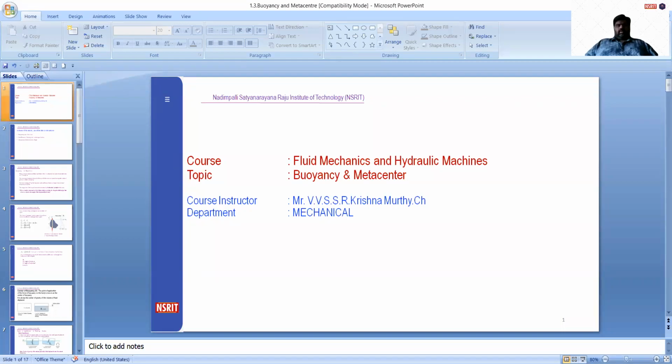Hi everyone. In today's session, we shall discuss buoyancy and metacentric height. At the end of this session, you will be able to understand buoyancy and flotation, equilibrium of floating and submerged bodies, metacenter and metacentric height. So now let us start our session with buoyancy and flotation.